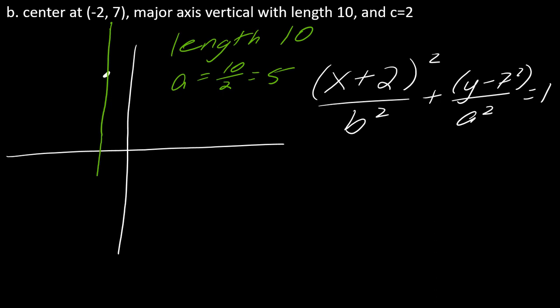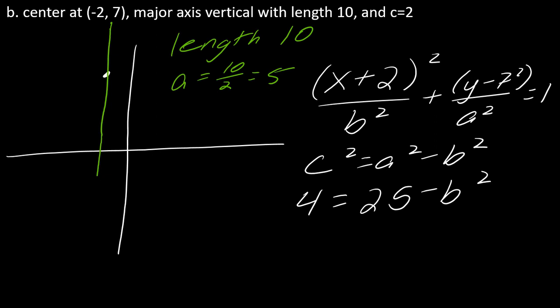Now, the next part is that I've been given that c is equal to 2. The nice thing is I don't need to sketch this anymore, since I've got all the information I need. Using the equation c squared equals a squared minus b squared, I fill this in: 4 equals 25 minus b squared. Solving, b squared equals 21, so b is the square root of 21.